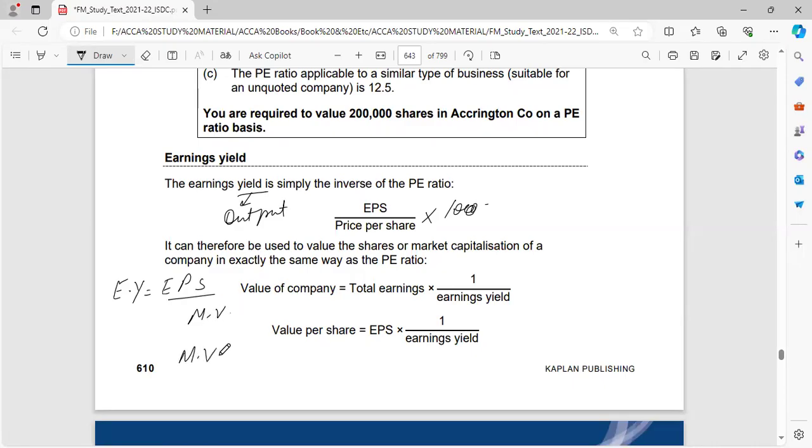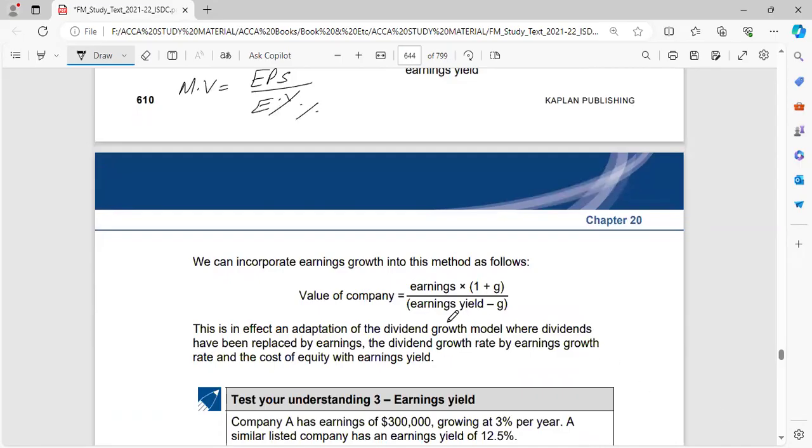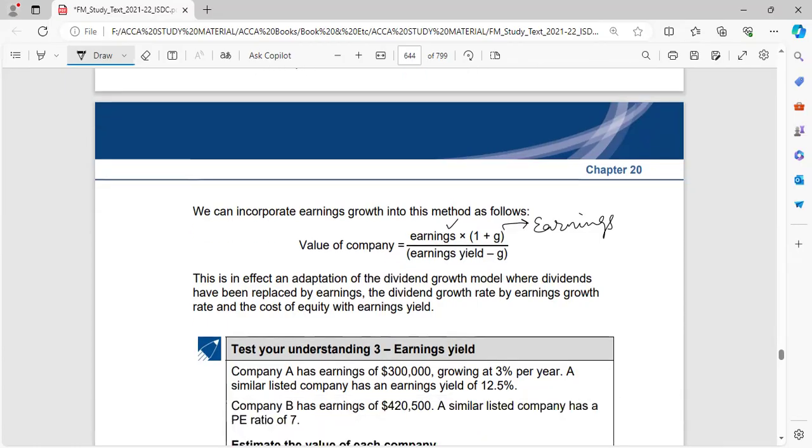So to calculate market value, we rearrange this equation, and EPS is divided by the earnings yield percentage. Earnings yield is provided in percentage terms, and the price earning ratio is provided in times. Another formula of the earnings yield is this one. Just like the dividend valuation model, value of the company is equal to earnings multiplied by (1 plus growth rate of the earnings) divided by (earnings yield minus earnings growth rate). So this is another approach to calculate the value of the organization.